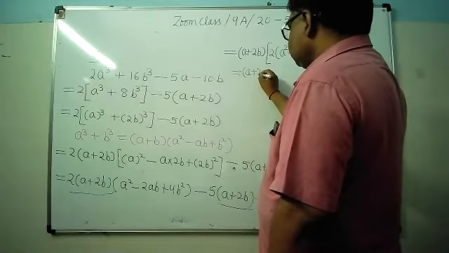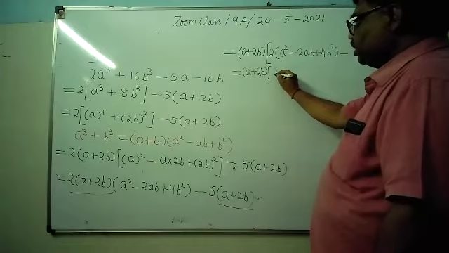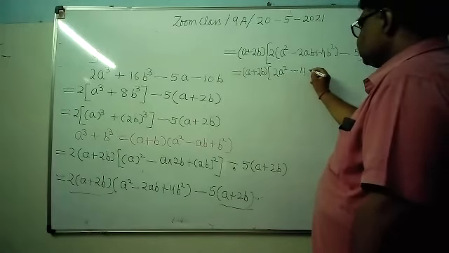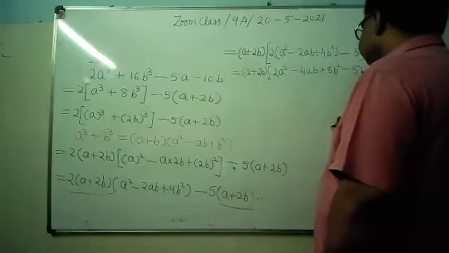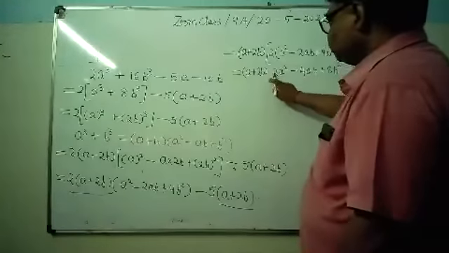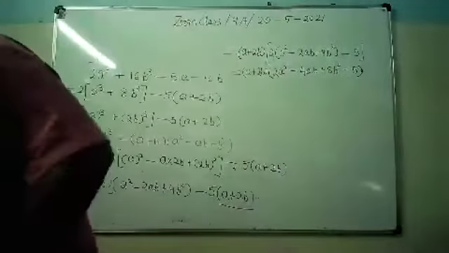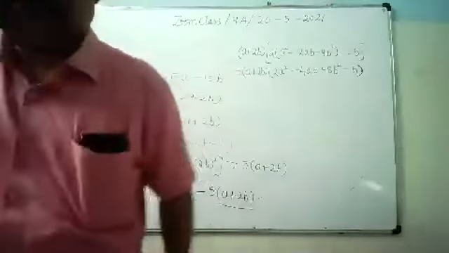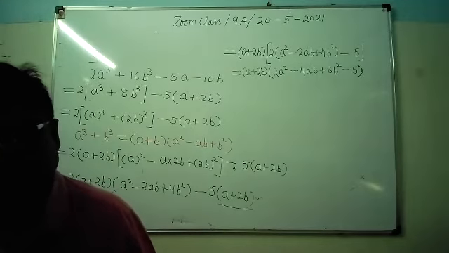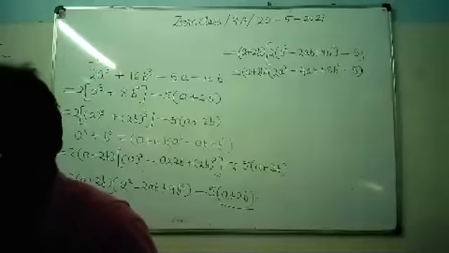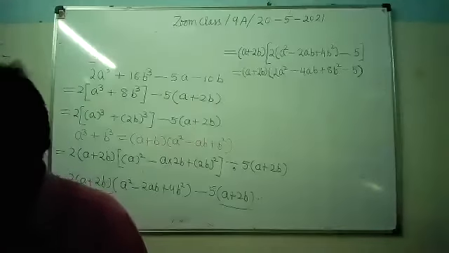Sometimes the board is not clear because of a network problem. What can we do in that case? Now 2 into a square, 2a square, minus 4ab plus 8b square, minus 5. Have you understood? Now is the board clear or not? Yes, sir, clear. Sometimes it is not possible because of the network.